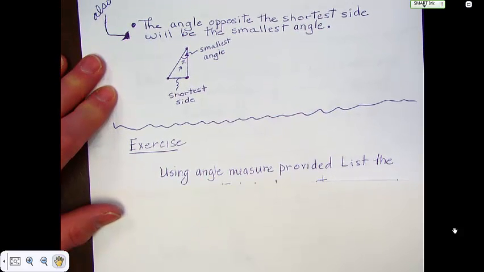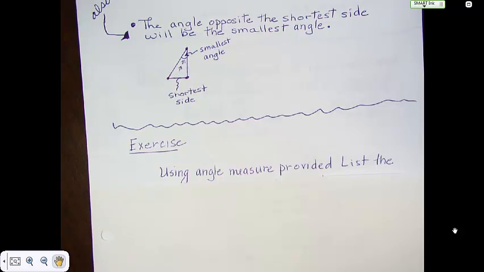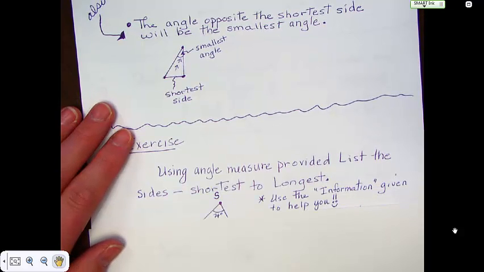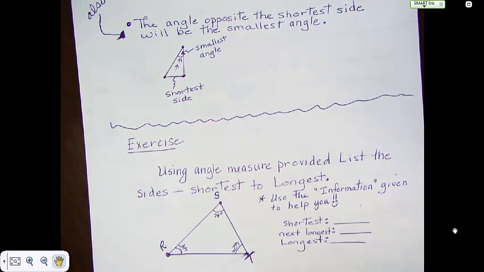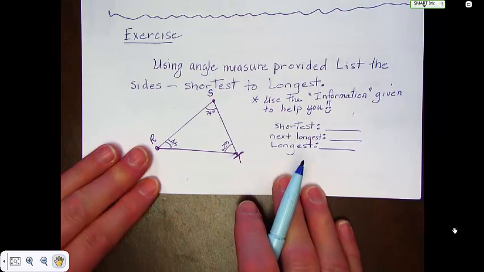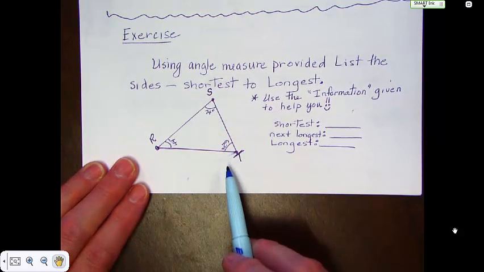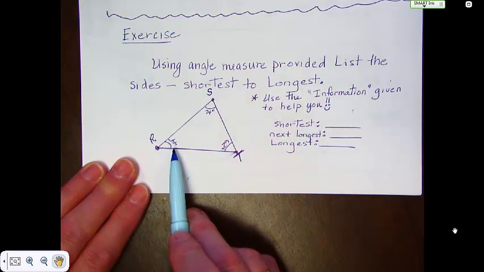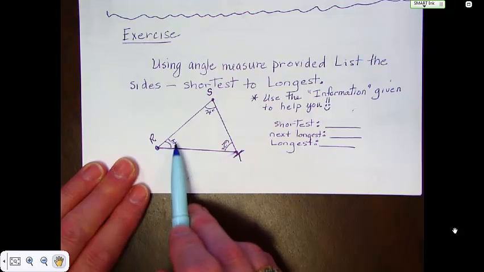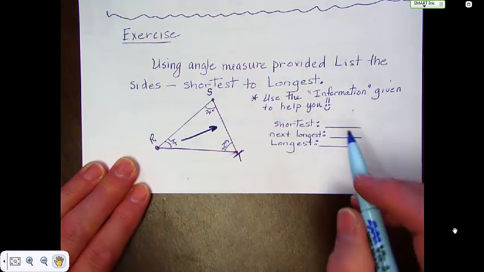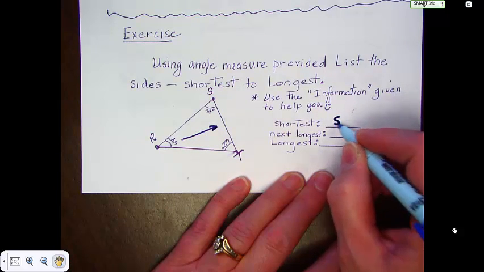Okay, this is a little exercise. Using an angle measure provided, list the sides shortest to longest. Now you have to use the information given to help you. Okay, so we have 62 degrees, 74 degrees, and 44 degrees. Since this is the littlest angle, then the side opposite of it is going to be the shortest side. So you're going to write ST.